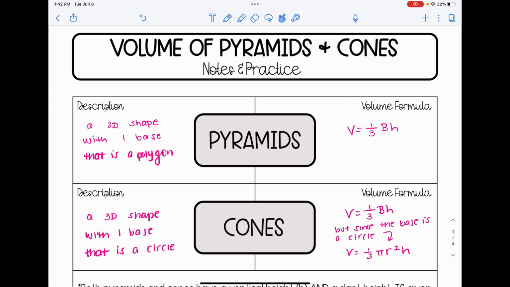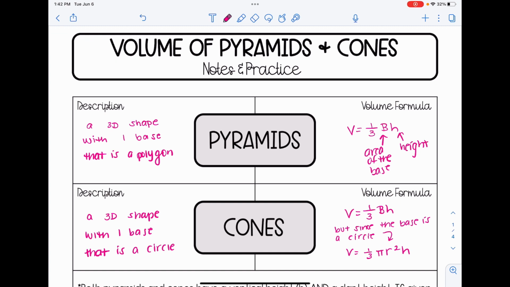We're only going to work with right circular cones here. The volume formula for a pyramid is 1/3 capital B times H. That capital B stands for area of the base. It is important that that's capital, and H is the height.